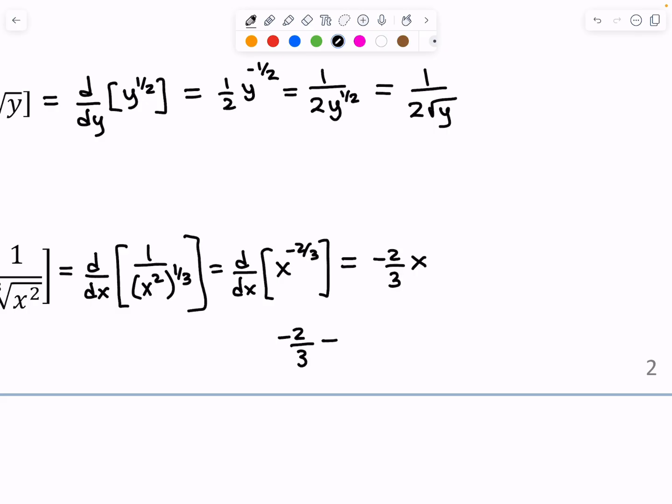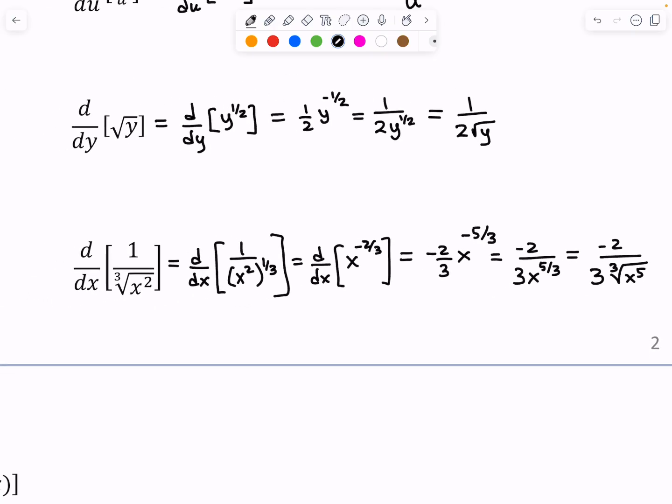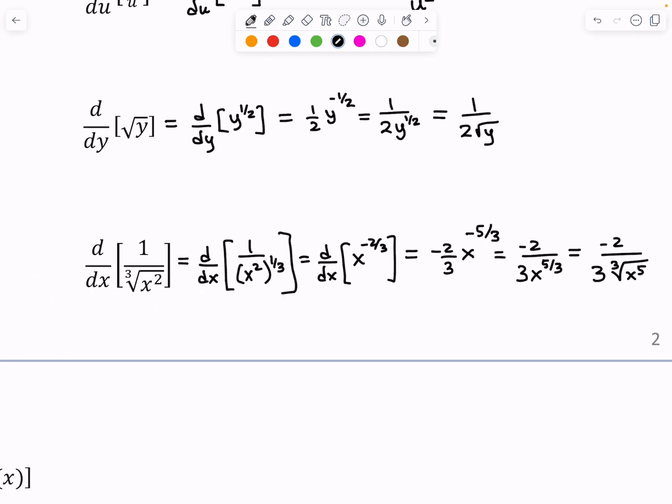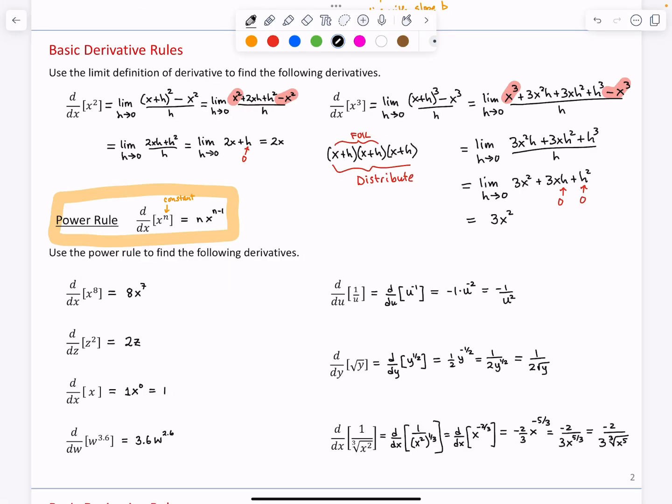We're going to subtract 1 from negative 2/3. Well, that's like subtracting 3/3 from negative 2/3. And negative 2 minus 3 is negative 5. So my new power is negative 5/3, which I can rewrite as negative 2 over 3x to the positive 5/3. And then if I wanted, I can rewrite that as negative 2 over 3 times the cube root of x to the 5th. You want to be comfortable working with these negative fraction powers and interpreting them in multiple ways. Okay, and there is the power rule being used in a variety of situations. Let's go now on to the next page.